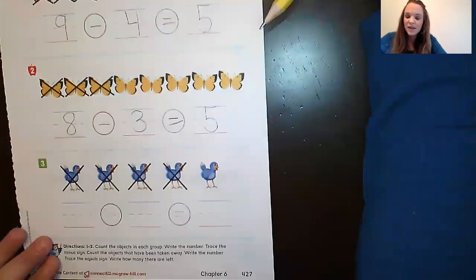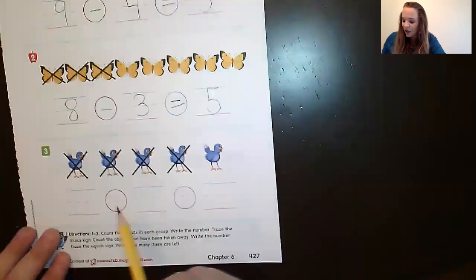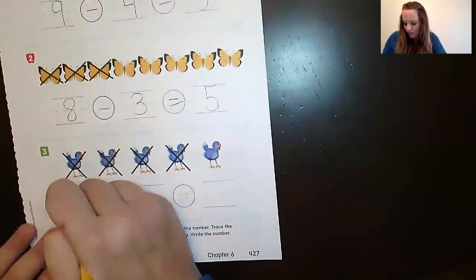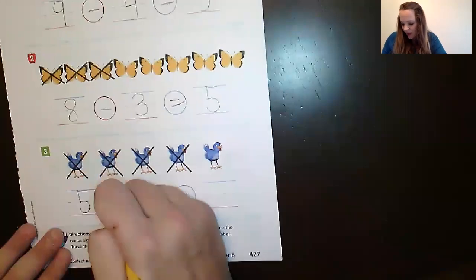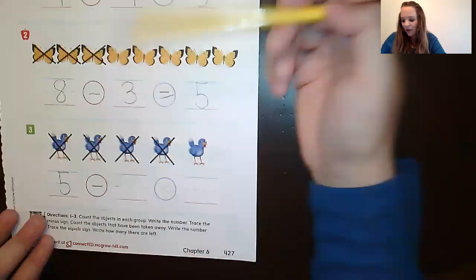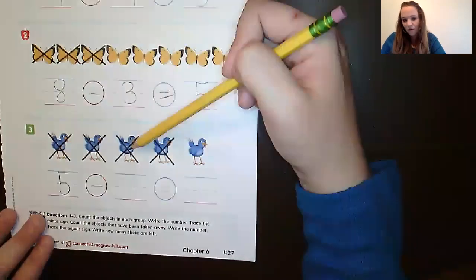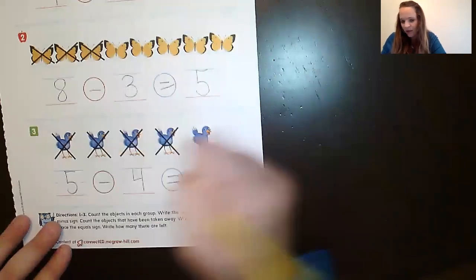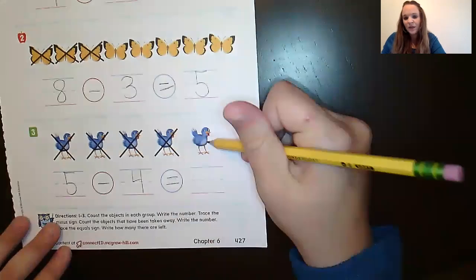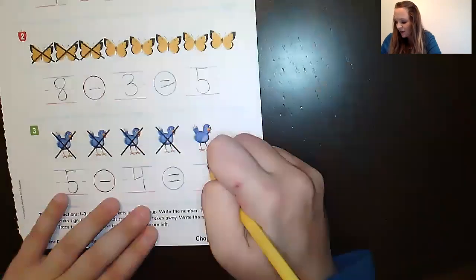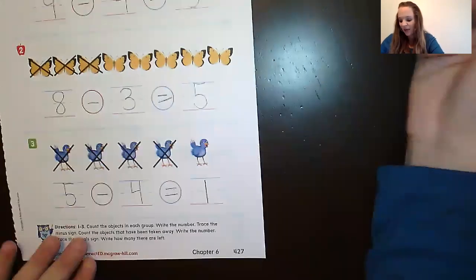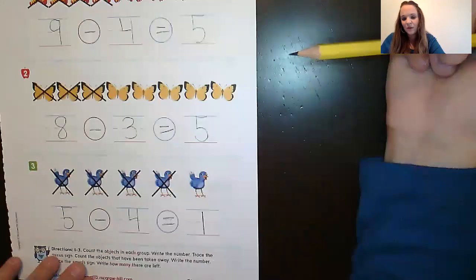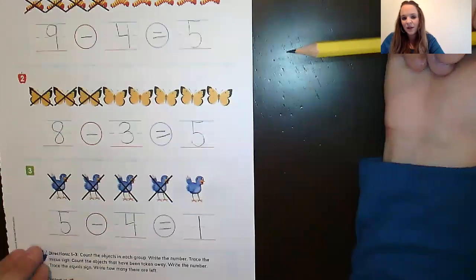All right, next one. Let's count up these birdies. How many all together? 1, 2, 3, 4, 5. How many birdies did we take away? 1, 2, 3, 4. And how many birds are left? Just 1. So our subtraction sentence should say 5 minus 4 equals 1. All right, Miss Landry, you can pause it here if they need to catch up.